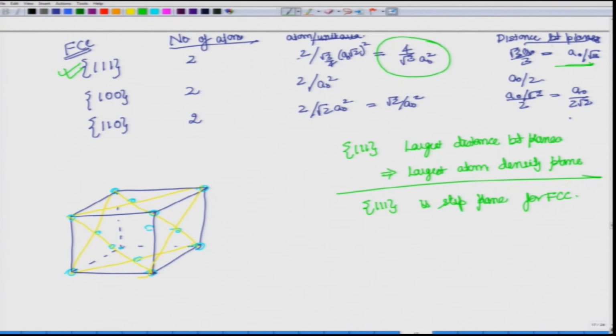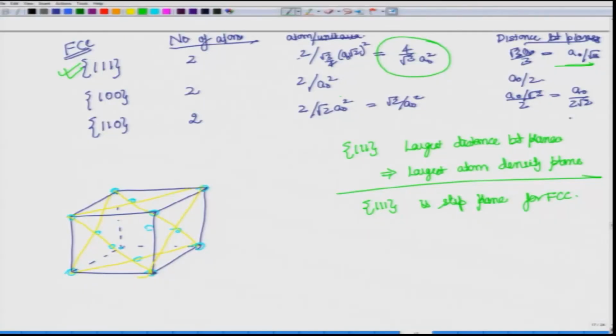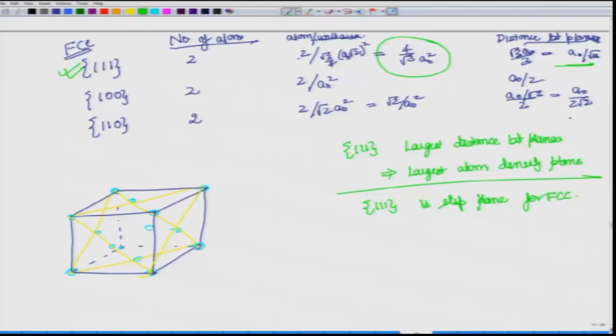What we find is that the distance between the planes for 111 is largest, meaning they are at the farthest distance apart. If they are farthest apart, since the total atomic density inside the cell has to be constant, therefore the atom density in this particular plane has to be largest, which is what we see: 4 by root 3 is the largest value, greater than 2, greater than root 2. So, this has the largest atom density. So, this is the densest plane, and therefore, 111 is the plane onto which slip will take place, and for FCC this happens to be this.